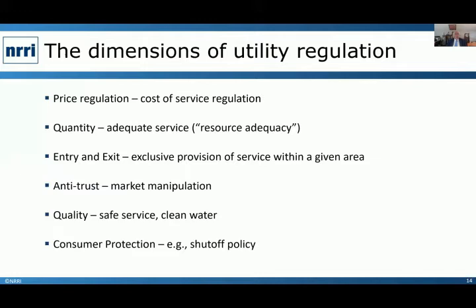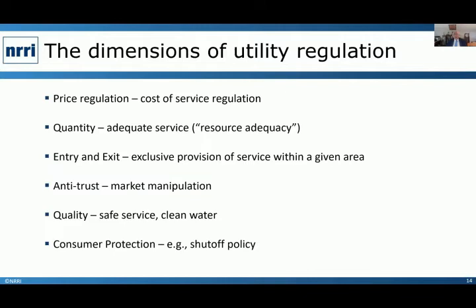We have entry and exit regulation. Who's able to do what? What entities are allowed to enter into the business, and what are the terms under which they're allowed to enter into the business? Quality regulation, safety, for example.